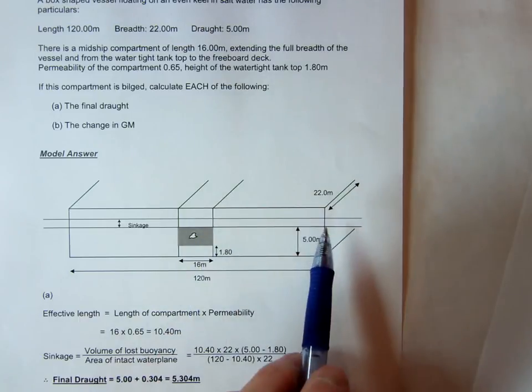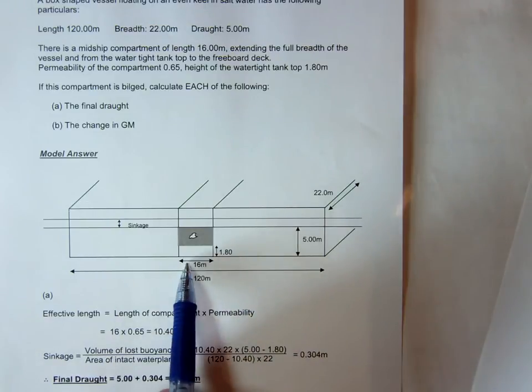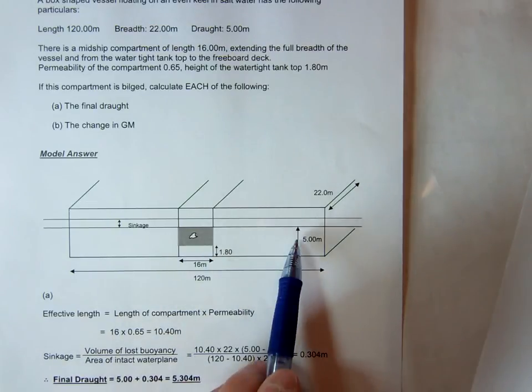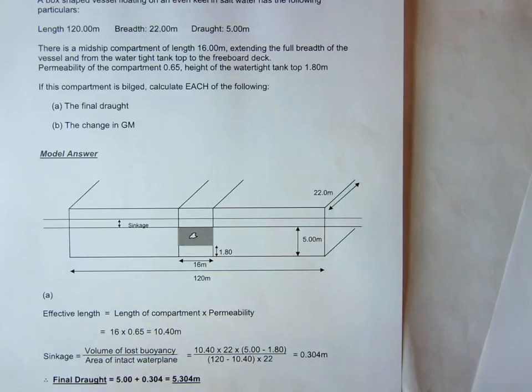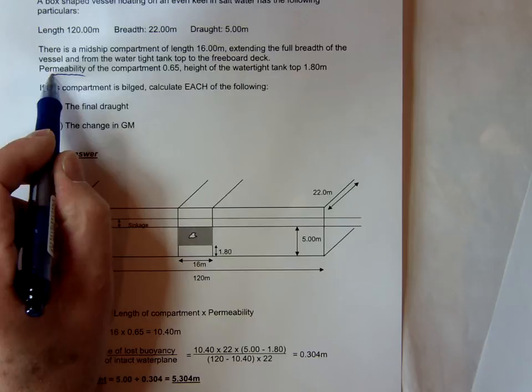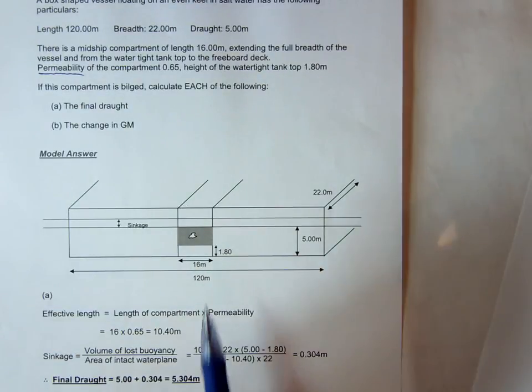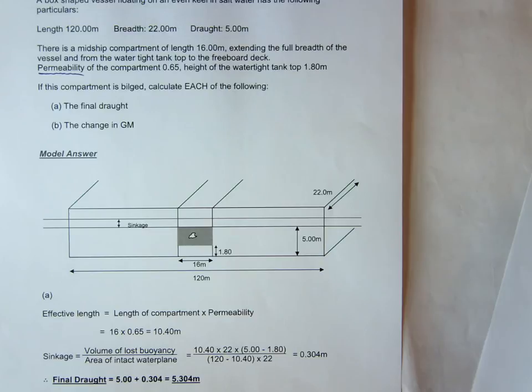mark. Now, always important to draw a sketch. So overall length 120, 16, 1.8, 5 metre draft, 22 metres. First thing you need to be aware of, or not forget, is the permeability situation. So the compartment gets bilged, so we need to calculate.